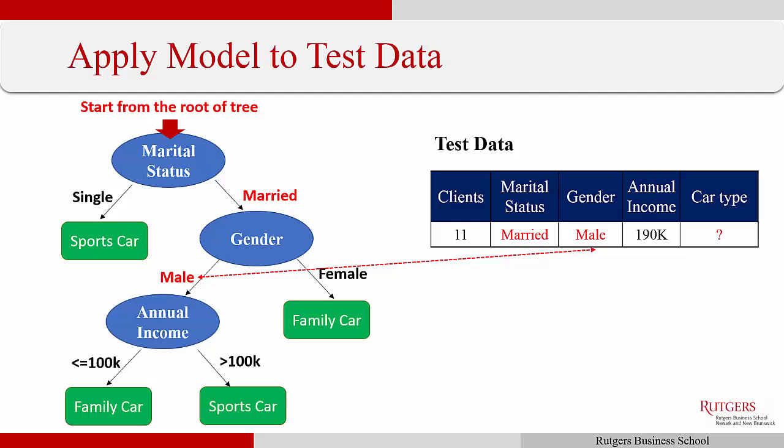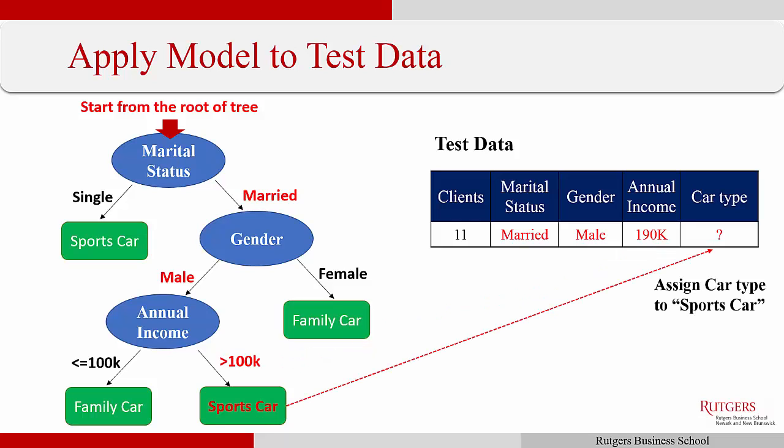And at this level, we still cannot predict which car he will prefer. So we should look at the third attribute, which is annual income. And we found the annual income is 190,000, which is larger than 100,000. So we found that this client may prefer the sports car. So we assigned the car type to sports car in the testing data. And this is how the model works when applied to the testing data.